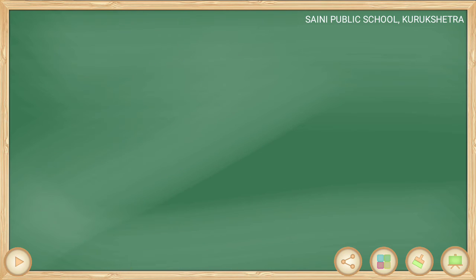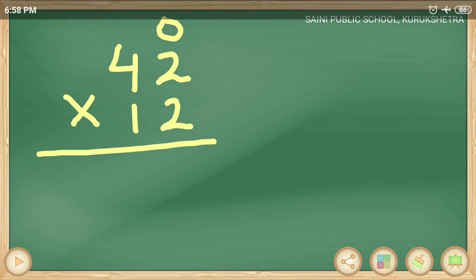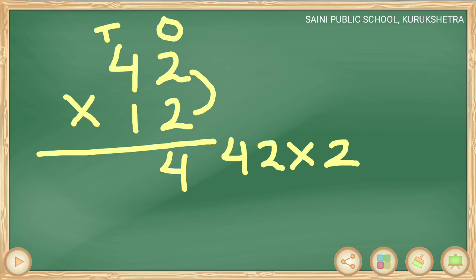Let us discuss some more examples. We are multiplying 42 here and we are multiplying it by 12. So put a sign of cross here. Now again in the same way, first of all we will write the places here, ones place and then tens place. Now first of all we will multiply 42 by 2. So start doing multiplication. 2 into 2, 2 twos are 4 here. Then 2 into 4, 2 fours are 8. So when we multiply 42 by 2, the answer is 84.